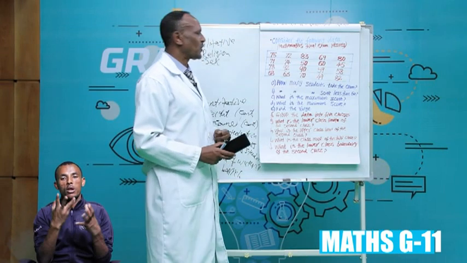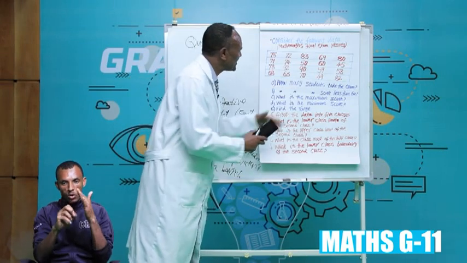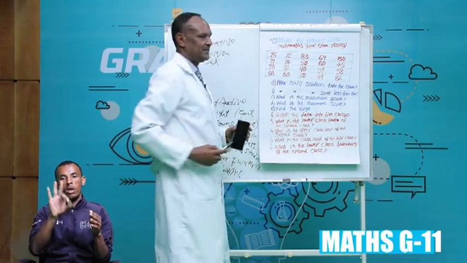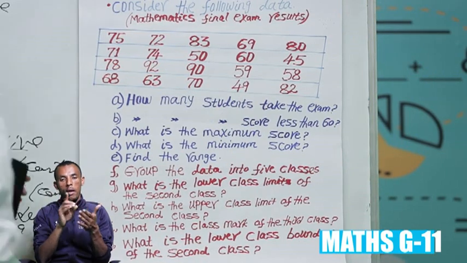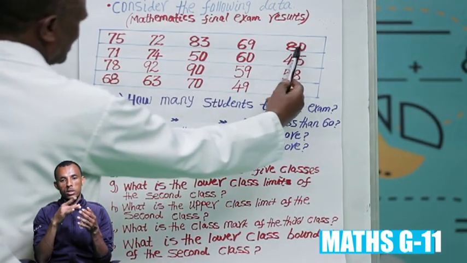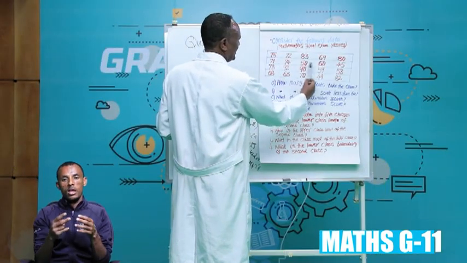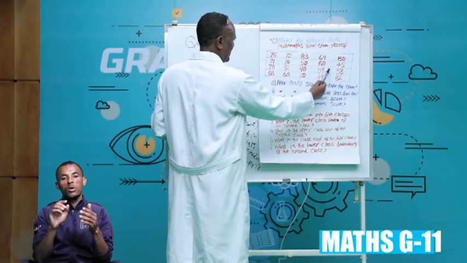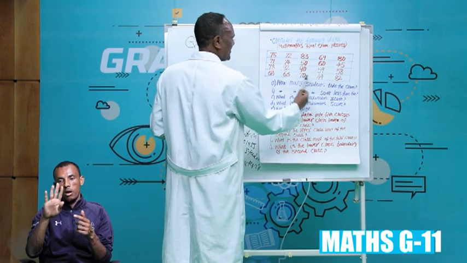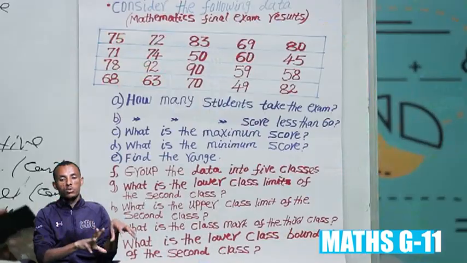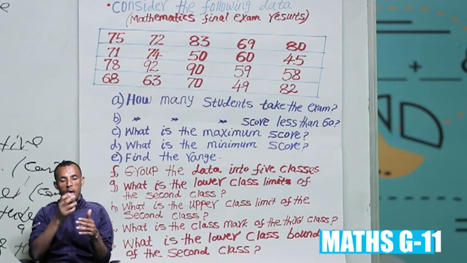How many students scored less than 60? You have to refer to all the given data values here, and by counting you will get a number. In the first row, there is no student who got less than 60. In the second row, 1, 2, 3, 4, 5. So 5 students got a mark less than 60.